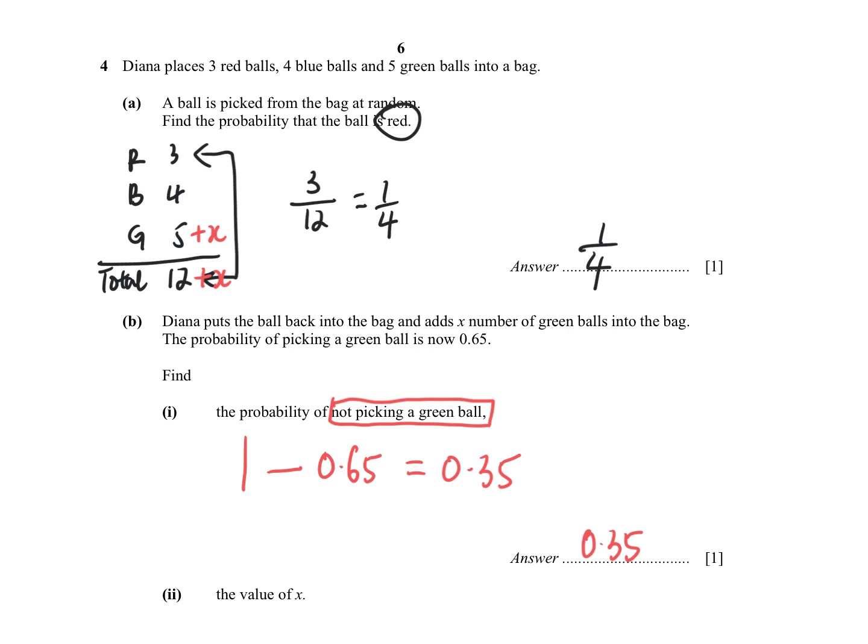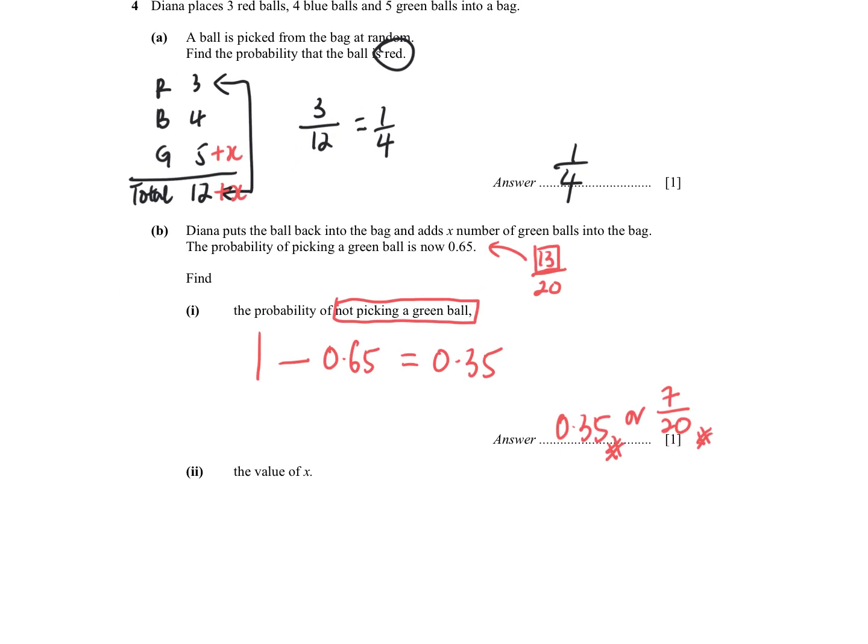So it's like this one was 13 out of 20. So if you have 20 balls, 13 of them will be green, and then the other 7 would be non-green. So if you give me 7 out of 20, also correct, either one. Okay, last one.